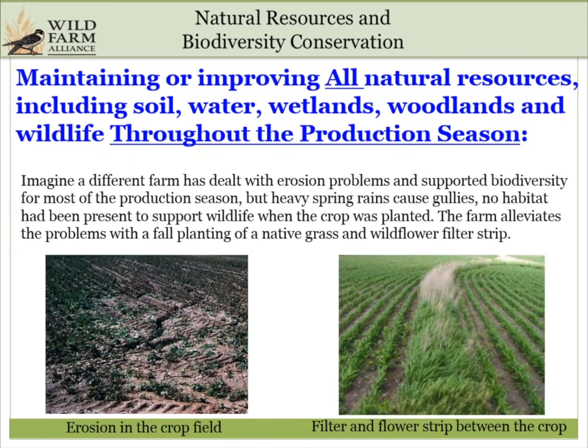Maintaining or improving all natural resources is required throughout the production season. So imagine a different farm has dealt with erosion and supported biodiversity for most of the production season, but there's heavy rains in the spring that cause gullies, so they have to deal with that, and there's no habitat present to support wildlife when the crop is planted. So a farmer can alleviate the problems with a fall planting of native grasses that also include wildflowers in a filter strip.